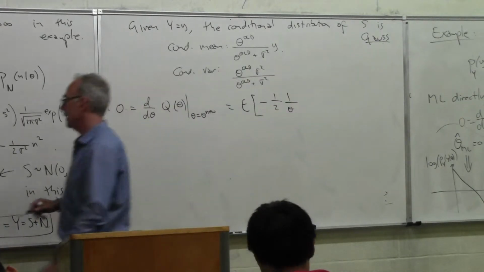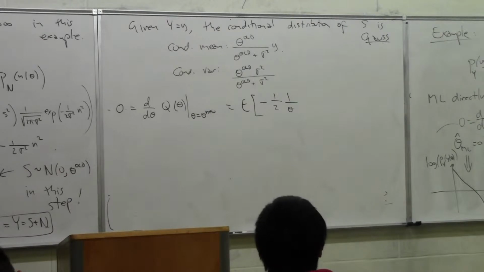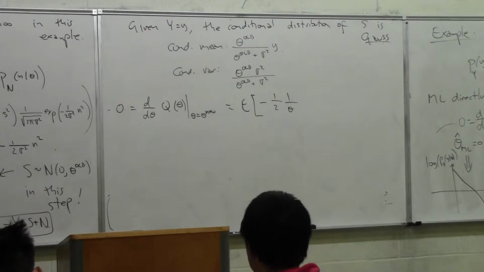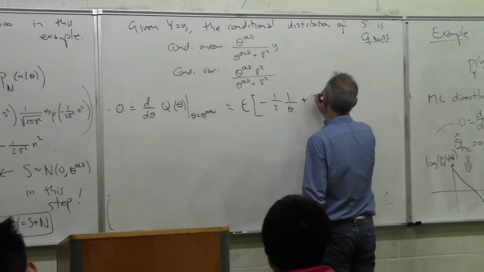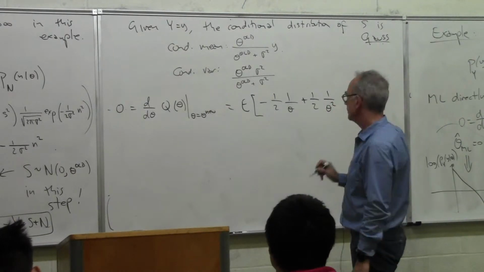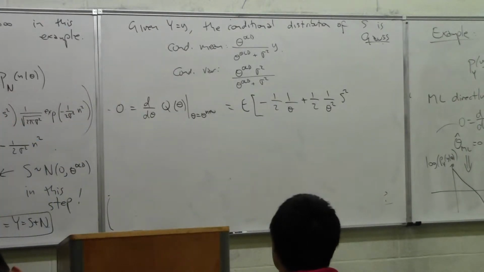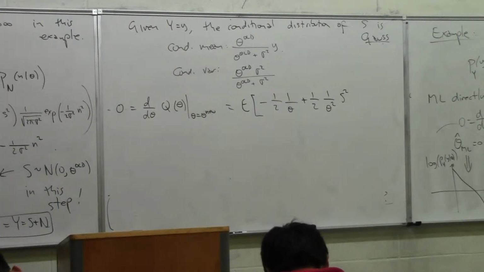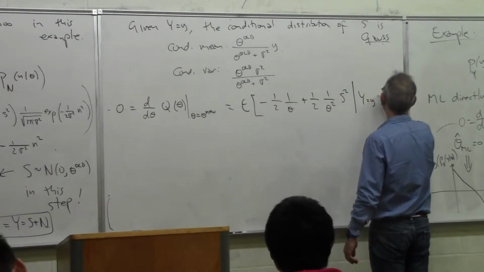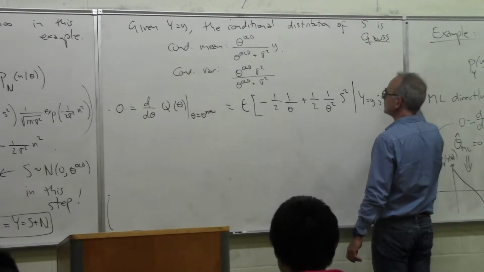Okay, so I've taken the derivative inside the expectation. Here I get, just as before, a plus 1/2 1 over theta squared. And then I get my S squared, which was giving me trouble. And then the rest of it, like I said before, disappears, so I can ignore it. And then conditioned on y equals y and theta old. Phew.